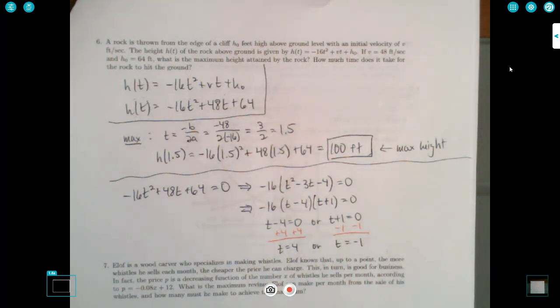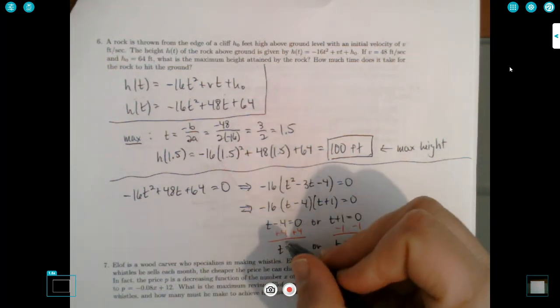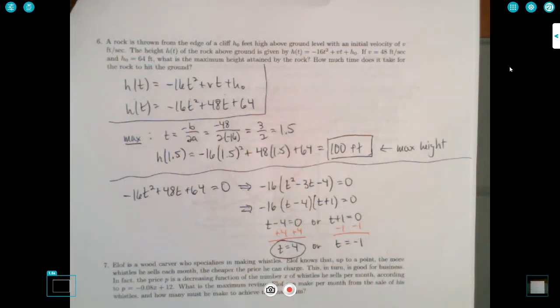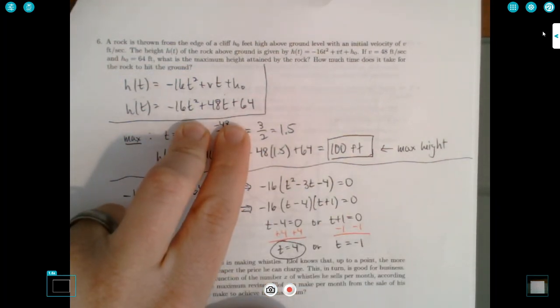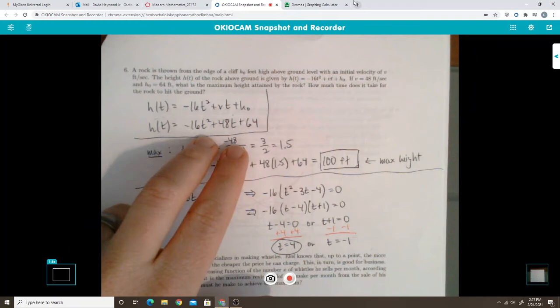So how long does it take to hit the ground? Well, 1 second before you throw it, it's on the ground, or 4 seconds after you throw it. That's really the answer, 4 seconds after you throw it. Okay? So it takes 4 seconds to hit the ground. Here's how you would approach this in Desmos. So you just put this stuff into Desmos, negative 16t squared plus 48t plus 64.